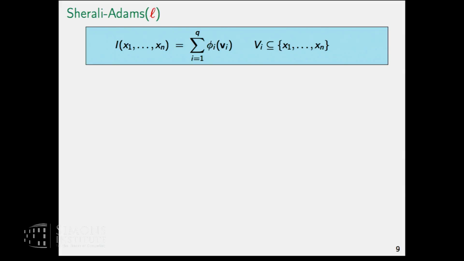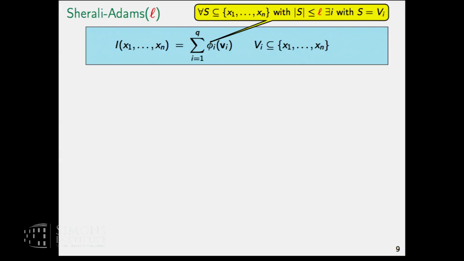So let me tell you the definition. So this is the VCSP instance. We make sure that every subset of at most L variables, where L is the parameter of the Sherali-Adams relaxation, appears in the scope of some function, some phi. If it doesn't, we can always throw it in and put there, say, a constant zero function. It doesn't change the objective function at all.